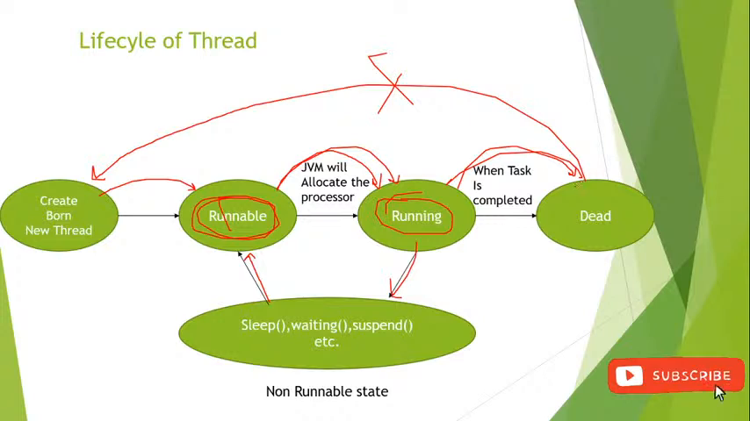And if the thread is in the running state and you perform any sleep method, waiting method, or suspend method on it, it will come to the non-runnable state, and from there it will wait for the slice of time. If that slice of time is over, it will come to the runnable state again, where the thread is again ready for execution. When the JVM allocates the processor to that thread, it will execute again, complete its task, and come to the dead state. This is the life cycle of our thread.